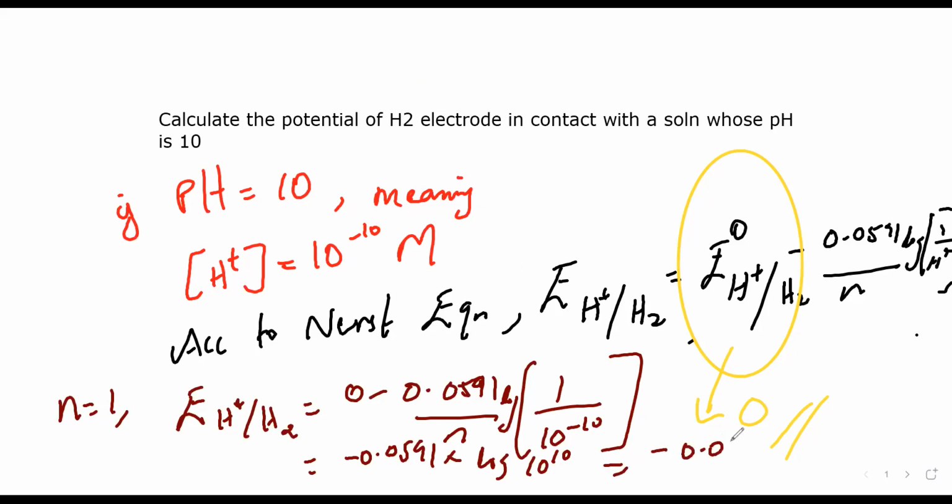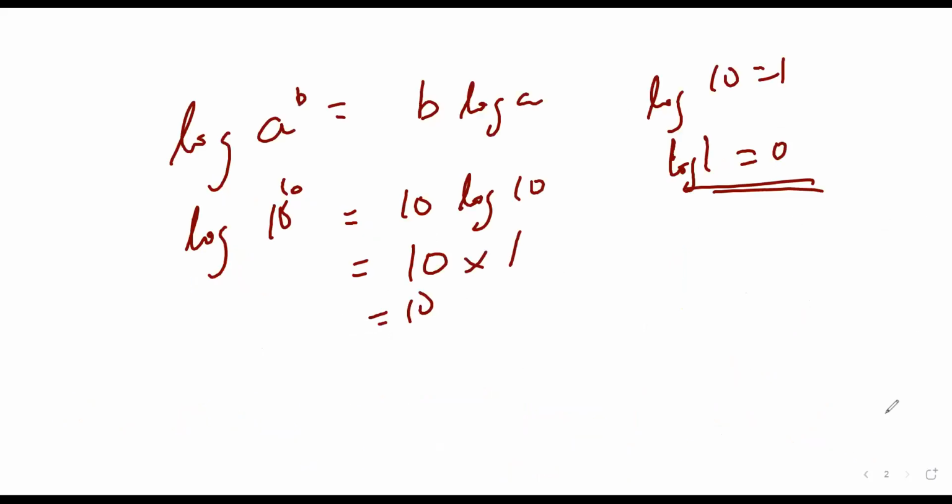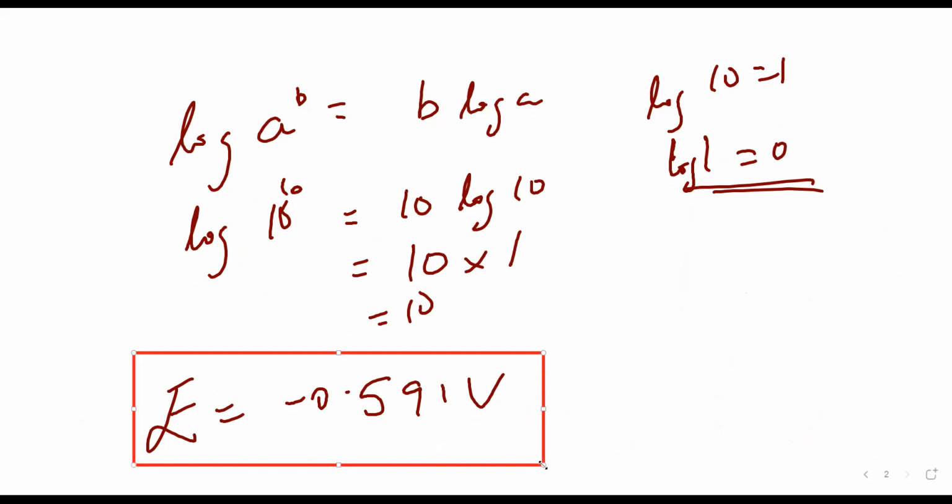Minus 0.0591 into 10 log 10. This is log 10 power 10, I'm writing as 10 log 10. So this log 10 value is 1. Correct? So what is the value of this? This is nothing but minus 0.591. So E value is nothing but minus 0.591 volt. So this is the answer for this.